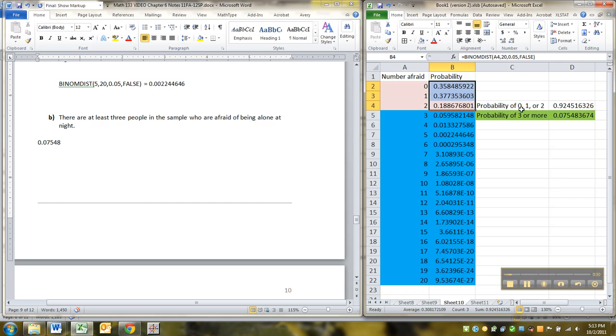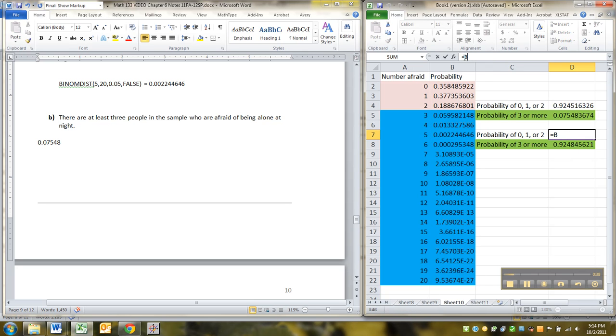But wait, there's more. I can actually do this a different way than the way I did it. Let me show you. So I could find it by taking binomial dist, and then I say, okay, I want 2 trials because I want to add up 0, 1, and 2, and I want to have it out of 20, 0.05, but instead of saying false like I have up to this point, I'm going to say true. Now notice that gives us the same number we already had. See these two numbers? They're the same.